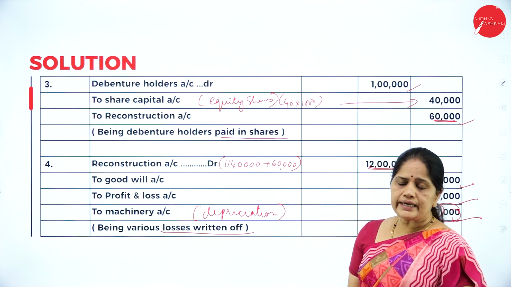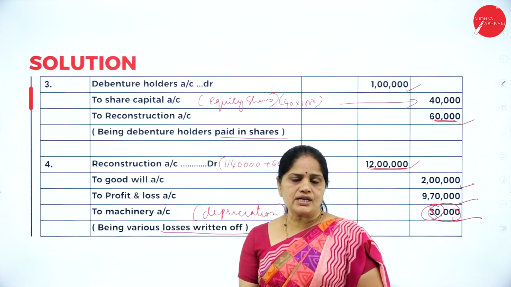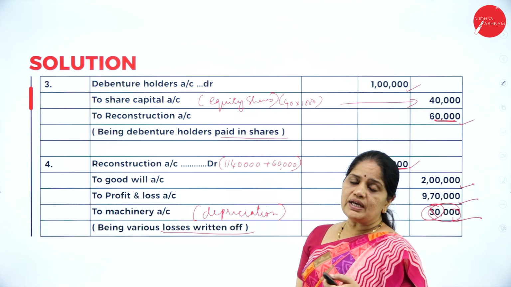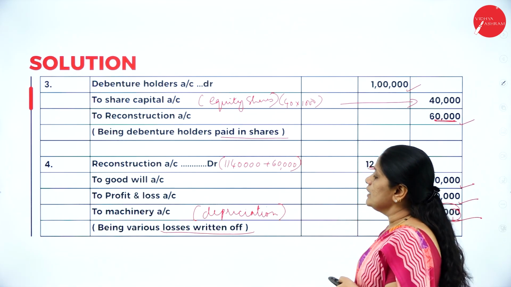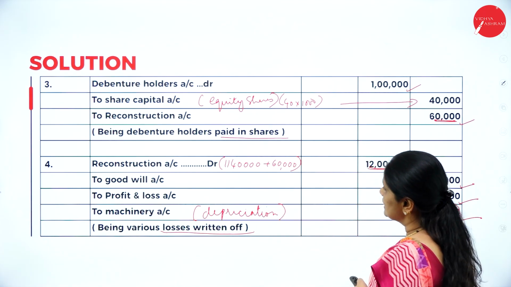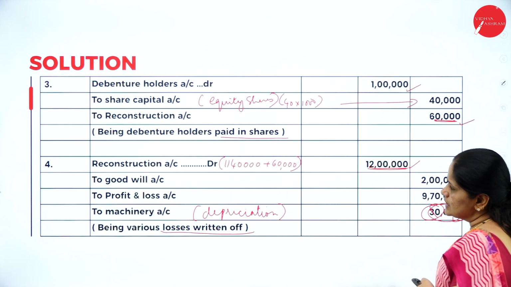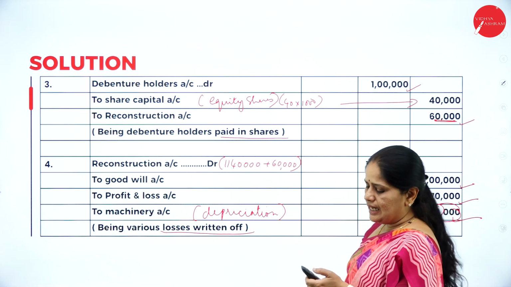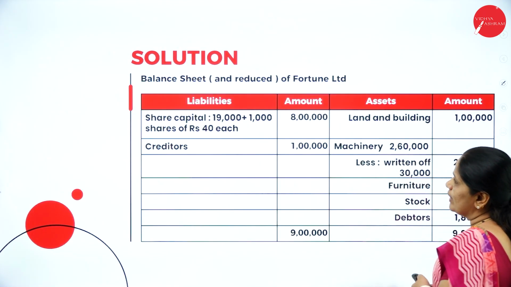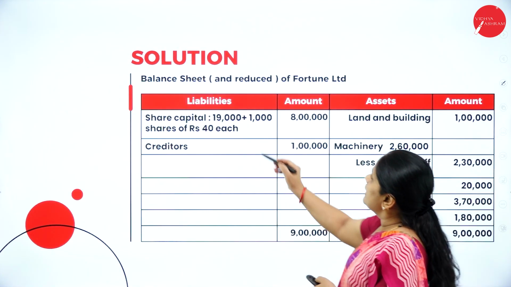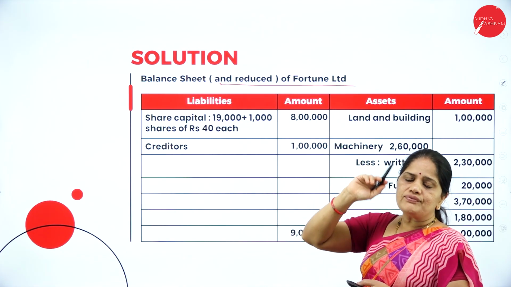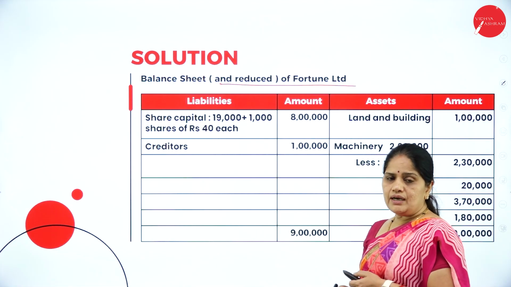We all know that whenever there is a capital reduction, we will make use of that money to write off the past losses of the company. So being various losses written off. In this way, we have completed the journal entries for capital reduction. Now the next one is the balance sheet and reduced balance sheet of Fortune Limited. After the reduction of the share capital, we have the balance sheet.